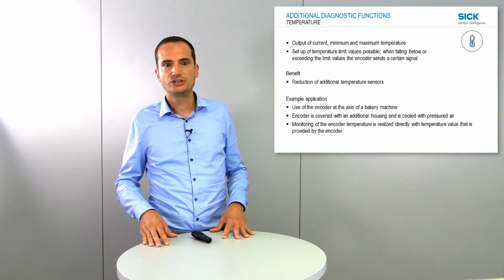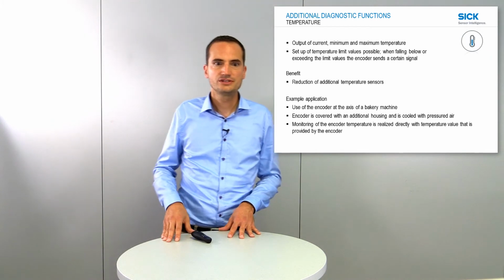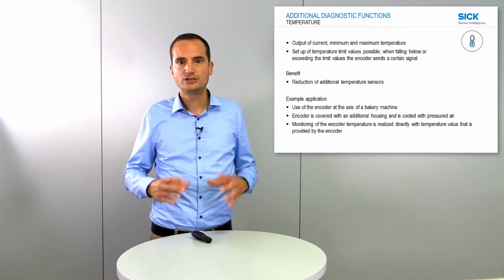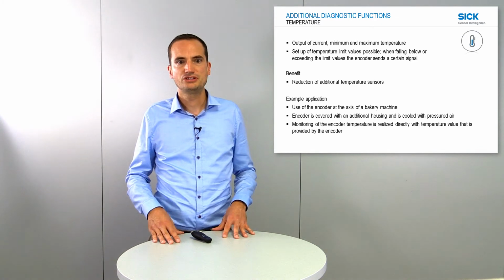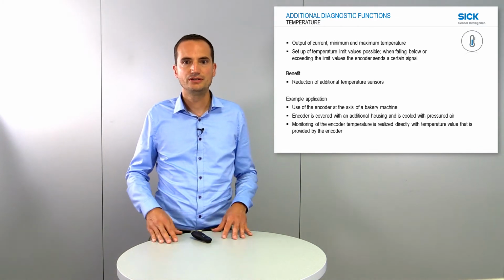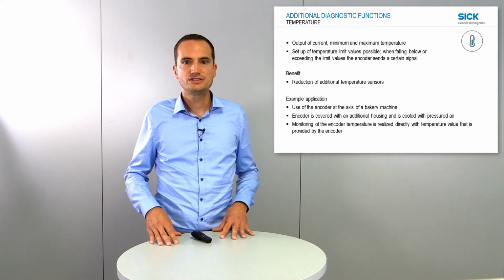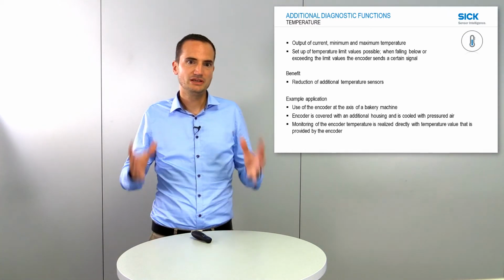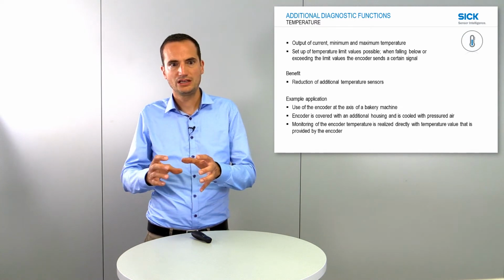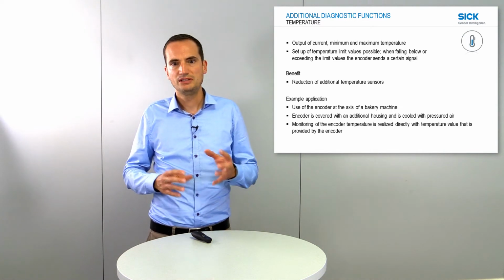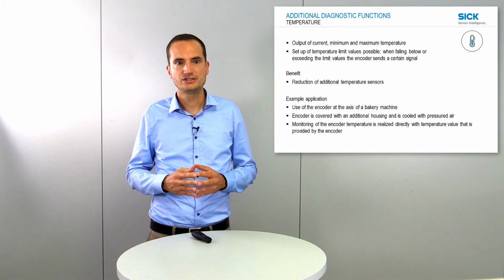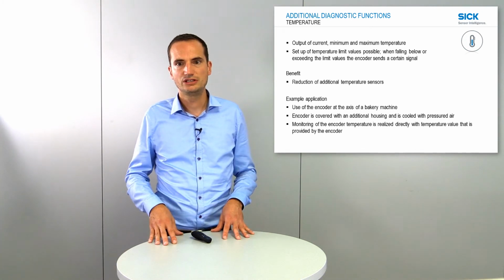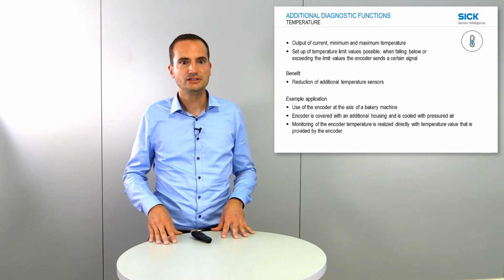With this function, you can reduce additional temperature sensors, but you have to say that the encoder internal temperature is measured with this function. So depending on the speed and the installation situation of the encoder, the temperature difference between the environmental temperature of the encoder and the encoder inner temperature can be up to 15 degrees Celsius. So you have to consider this in the application and do the calculation with this delta value.